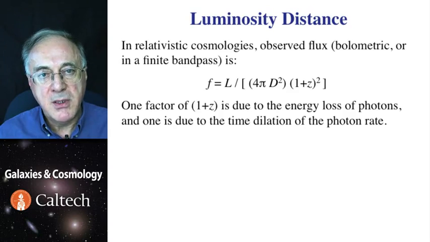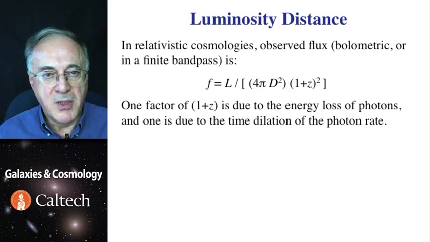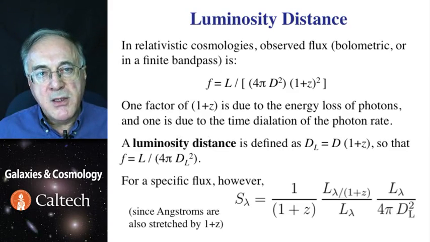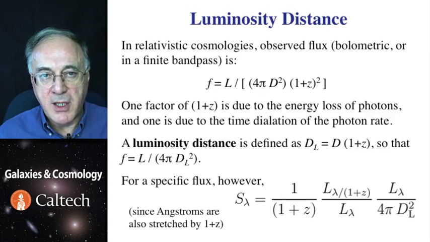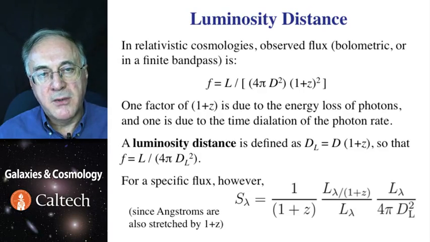So for convenience, luminosity distance is defined as the actual radial distance times 1 plus z. So when you take the square of it, you recover the familiar inverse square formula. That is if we can measure the total luminosity, but we usually measure specific flux, which is power per unit wavelength or unit frequency. In that case, we recover one power of 1 plus z because the angstroms are stretched by exactly the same factor, or the hertz are also stretched by that factor. So in the case of specific fluxes, there are not two powers of 1 plus z, only one.